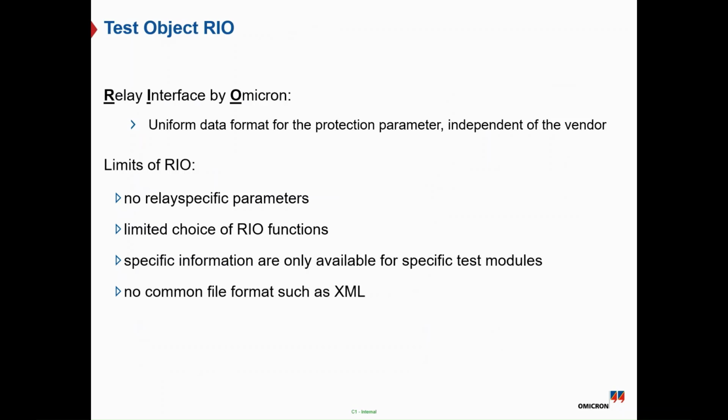And here is the test object, which is a RIO, Relay Interface by Omicron, which is a uniform data format for the protection parameter, and it's independent of the vendor. So this RIO is characteristic information, graph based or characteristic based. So there are no relay specific parameters, and this has some limitations of the RIO function, and there is no common file format such as XML or XRIO, which we will see in the next slides.